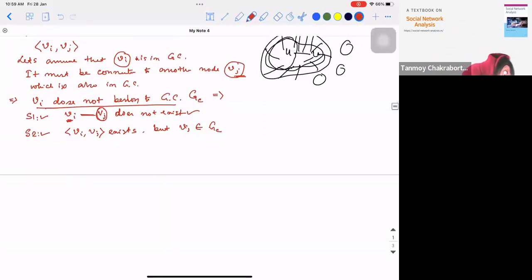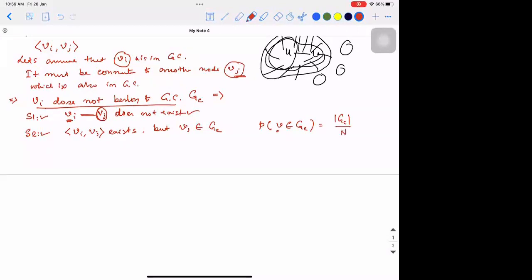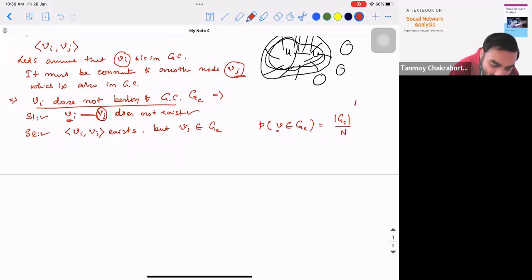So let's define another quantity P, which is the probability of a random node V belonging to GC. This is the probability that you choose a random node V and it's a part of GC. What's the probability? This is mod GC by N. What is mod GC? Mod GC is basically NC, the number of nodes in the giant component. So the total number of nodes in the giant component divided by the total number of nodes in the graph. This is the probability that a particular node belongs to the giant component.